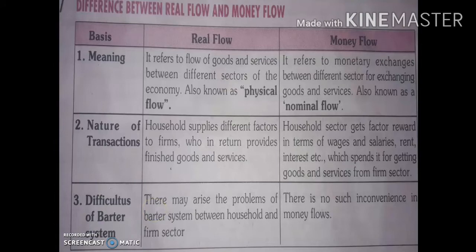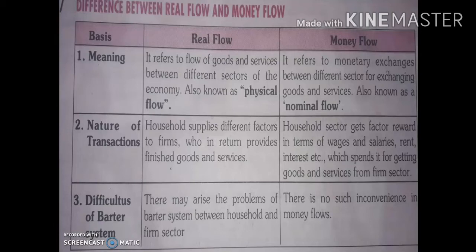Next, see the difference between the real flow and money flow. Real flow refers to the flow of goods and services between different sectors of the economy, also known as physical flow. Money flow refers to monetary exchanges between different sectors for exchanging goods and services, also known as nominal flow.